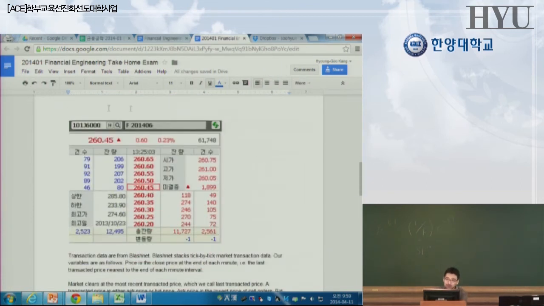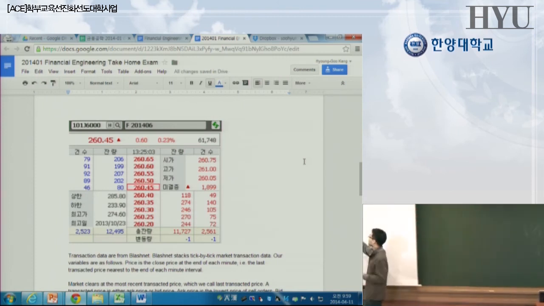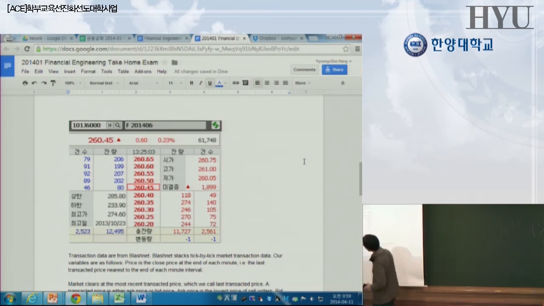So this is the typical screen, written in Korean. I'm sorry, I couldn't find an English screenshot. It is a home trading system screen for Korean futures contracts. This rectangle is the market price, the current market price.